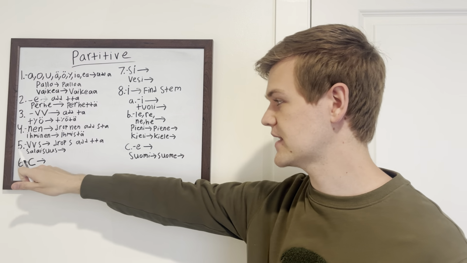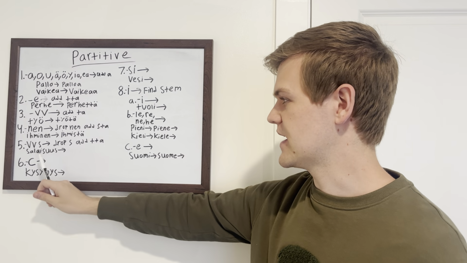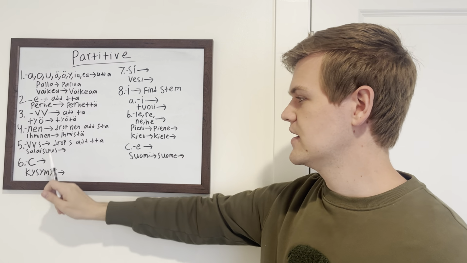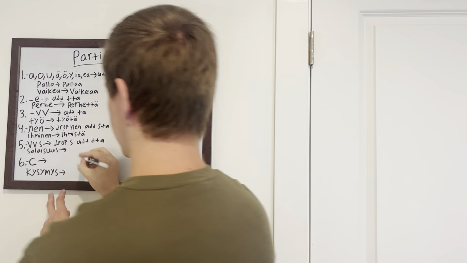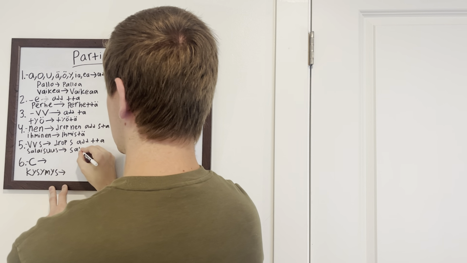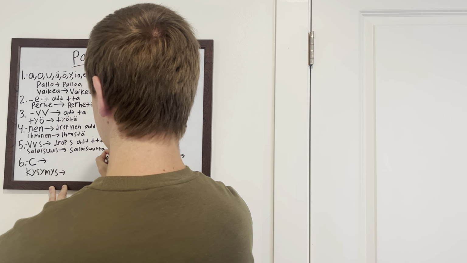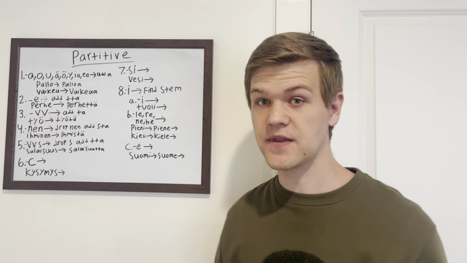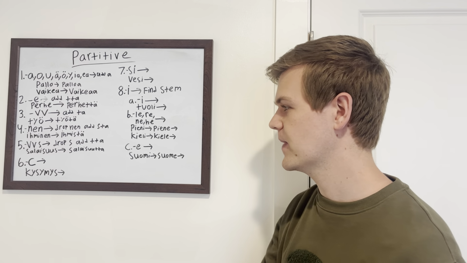For an example, salaisuus, which is like a secret, we see it ends in this vowel S. So we can just take off the S and add TTA, giving us salaisuutta. Salaisuutta. And that's it in singular partitive.